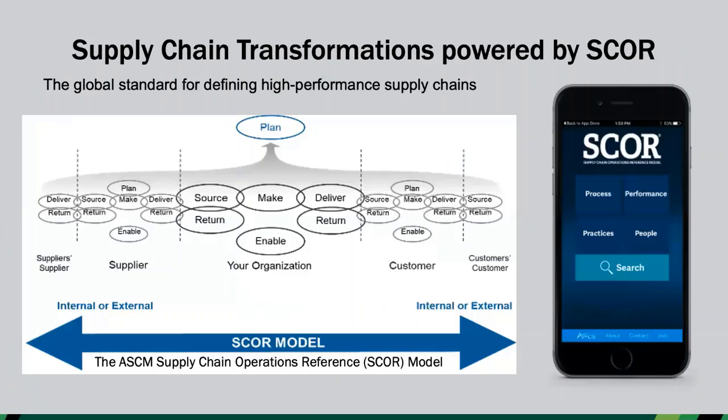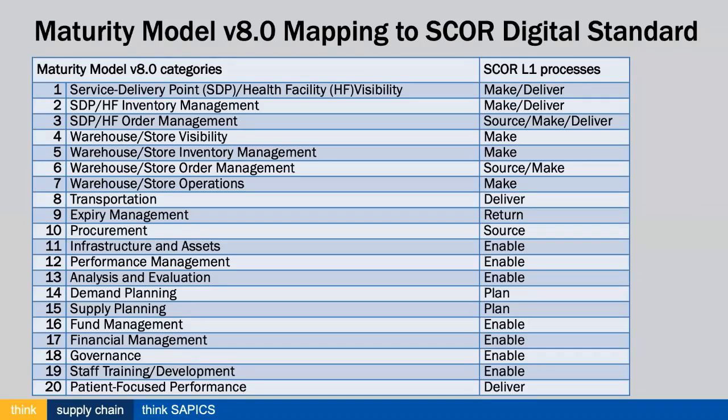All of these, like I've said, are powered by the SCORE, which is the ASCM Supply Chain Operations Reference Model, where we look at plan, source, make, deliver, return, and enable. So all of these talk through also to the voice of the customer and is a global standard for defining high-performance supply chains. They all link into the maturity model mapping to the SCORE digital standard, where when we look at the health visibility and inventory management, they belong under the make and deliver processes.